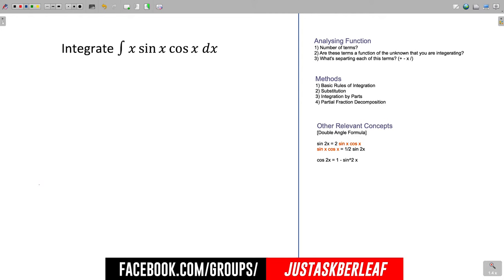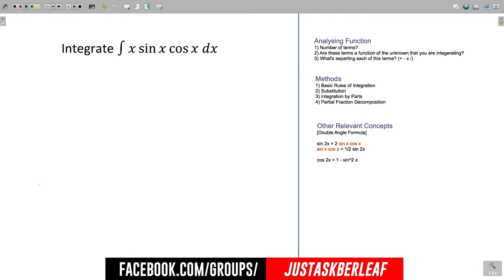By doing so, you are able to identify the best method to apply to this integration question and solve it in the shortest possible time. Alright? And the methods that are likely would be, first, the basic rules of integration. Second, the substitution method. Third, integration by parts, or fourth, partial fraction decomposition.